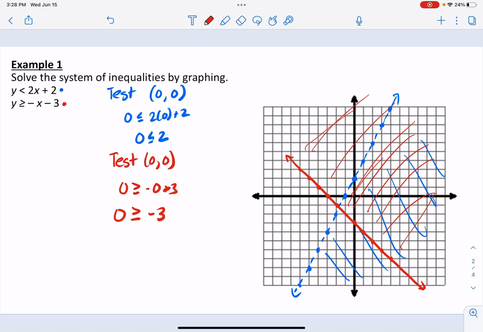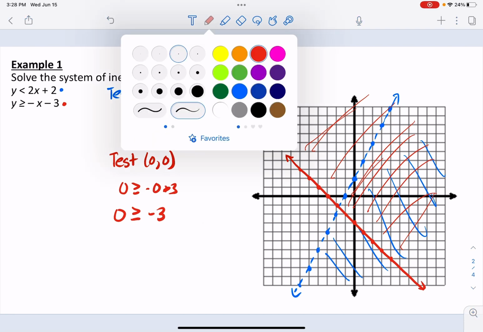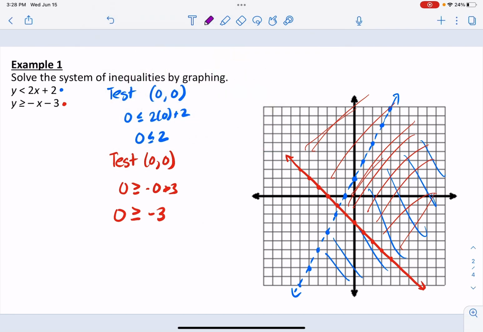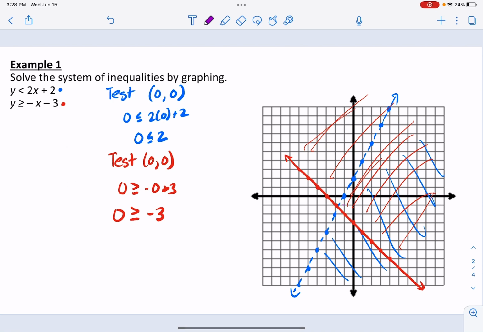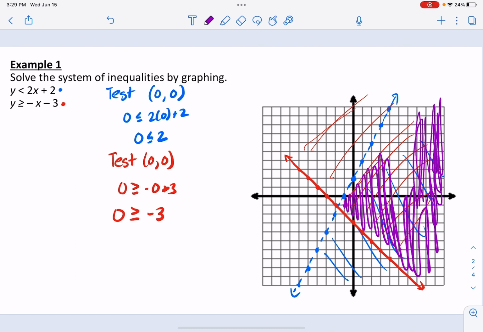Now your answer is where you've shaded twice. So I'm going to shade that in purple since blue and red make purple. Okay, so your answer is all of that area there. Okay, so it's where you've shaded twice.